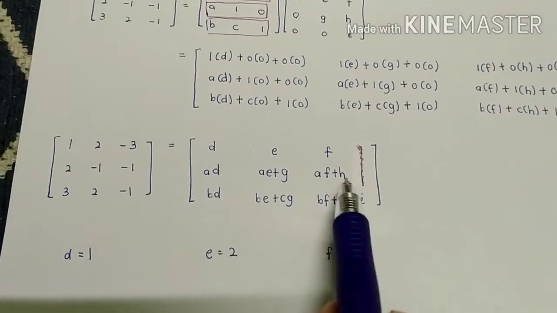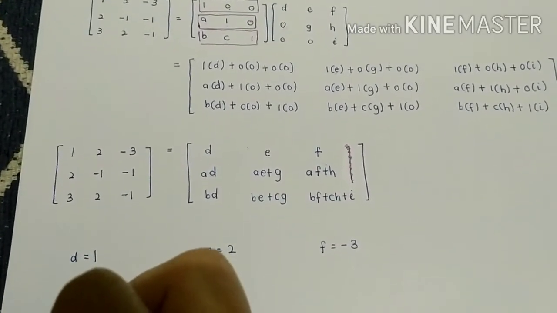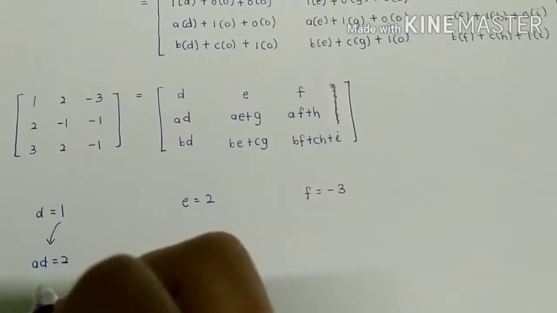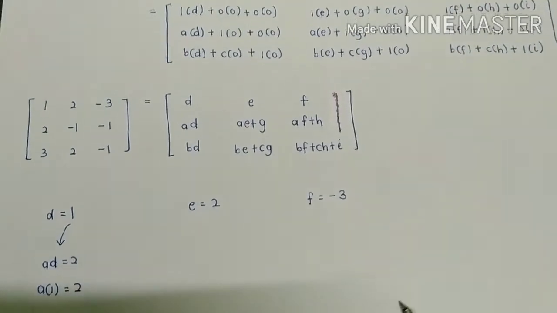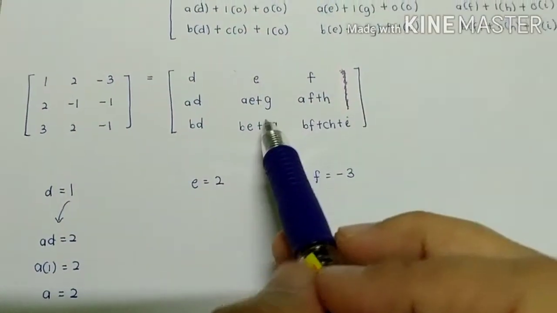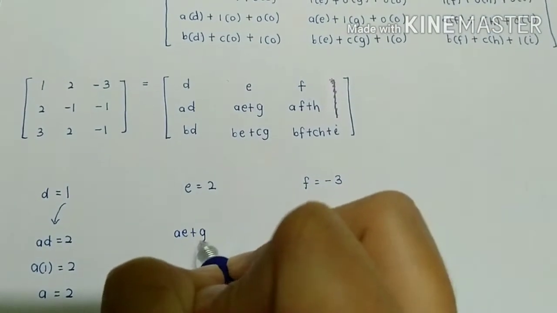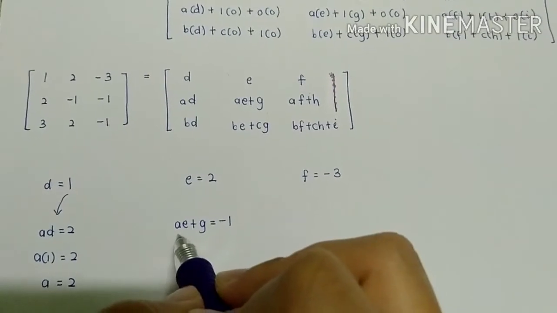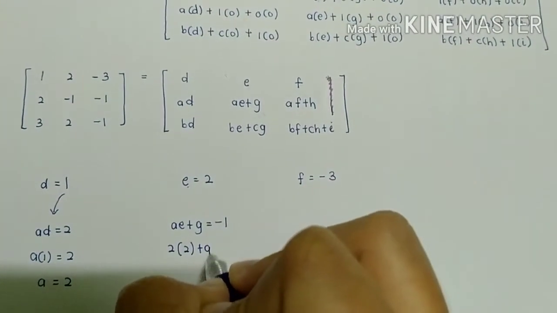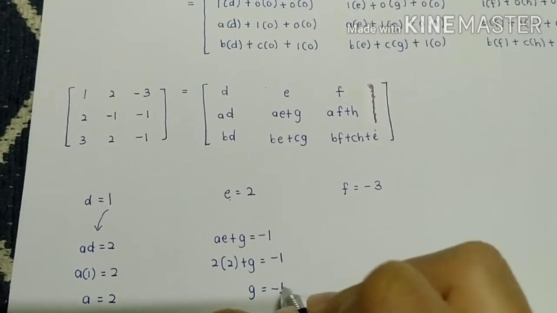Then we proceed with the second row. We have AD equals 2. So we can substitute the value of D here. Therefore, we have A times 1 equals 2, so A is equal to 2. Then AE plus G is equal to negative 1. Substituting A is 2 and E is 2, 2 times 2 plus G is equal to negative 1. So we get the value of G is equal to negative 5.